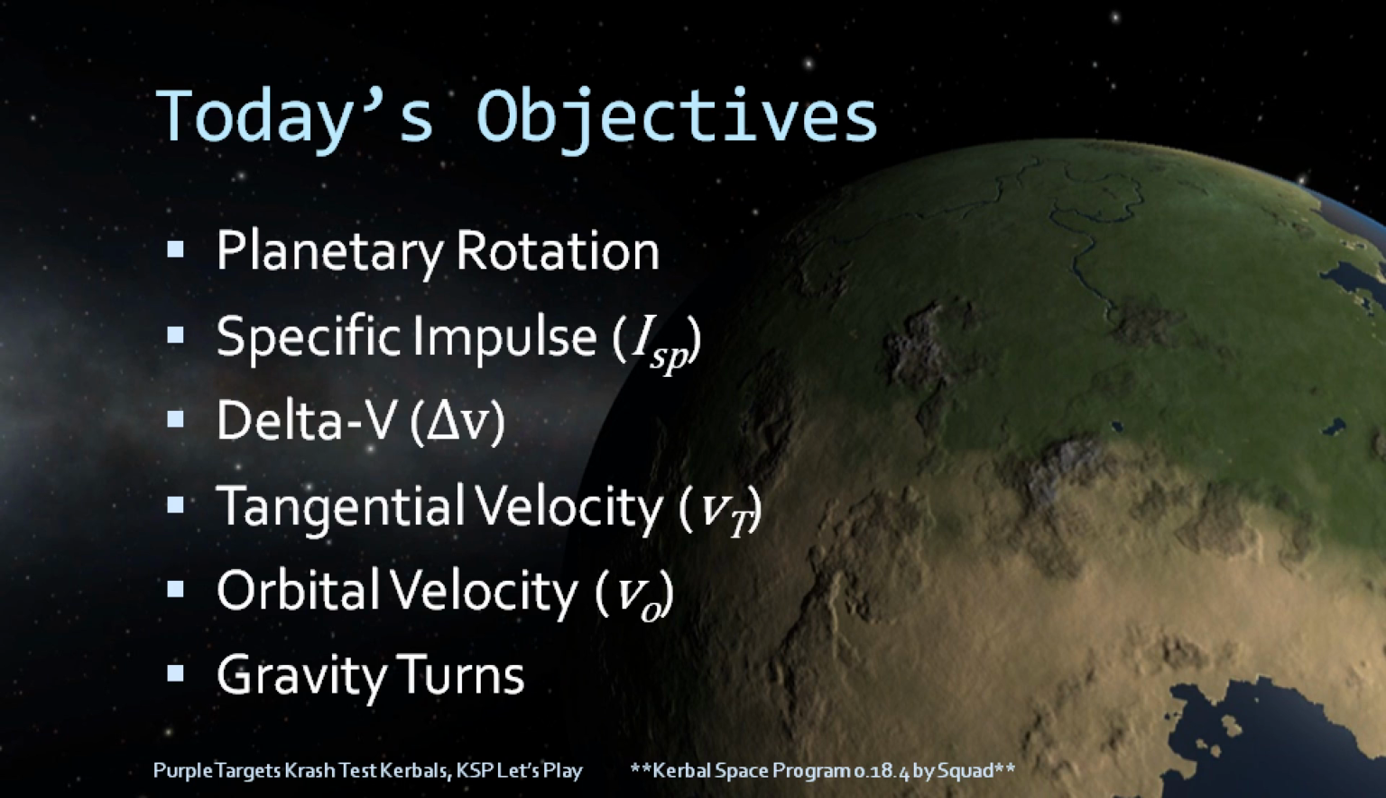We'll also look at tangential velocity, try to say that three times fast, which is something that we can use to reduce the effective gravity drag. And when that velocity gets high enough, it becomes orbital velocity, which is how fast we need to go in order to miss the ground. Yes, we're going into orbit today. At least that's the plan.